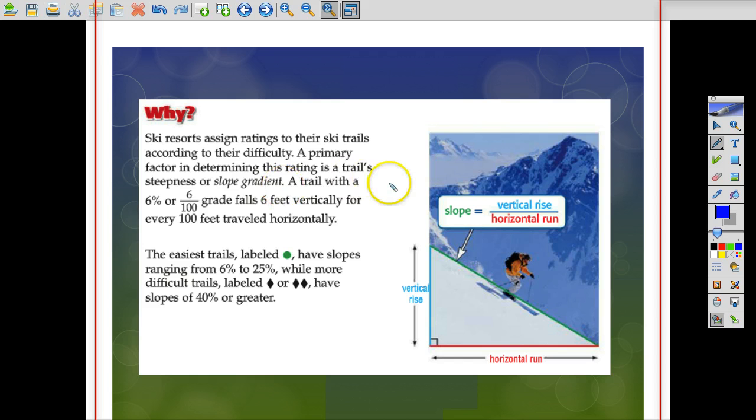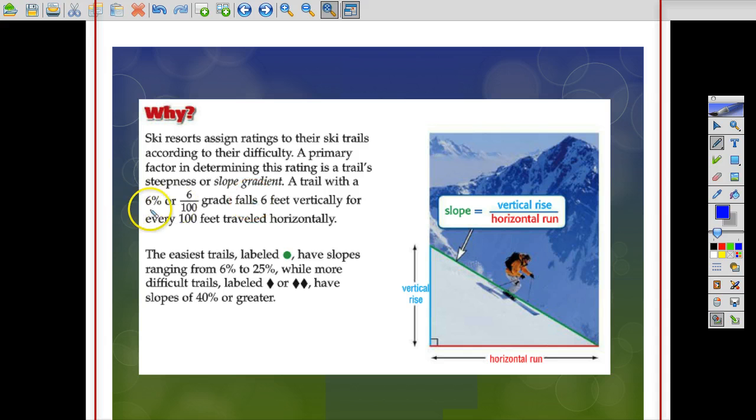Okay, so it's getting cold outside and ski season's coming. If you've been to a ski resort, there are different ratings depending on how difficult it is to ski. Ski resorts assign ratings to their ski trails according to their difficulty. A primary factor in determining this rating is a trail's steepness or slope gradient.